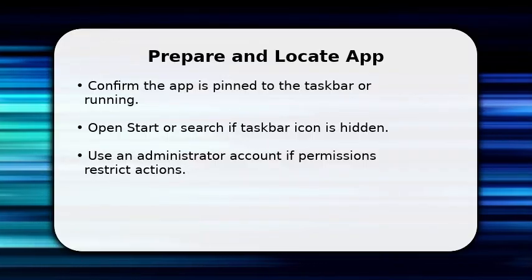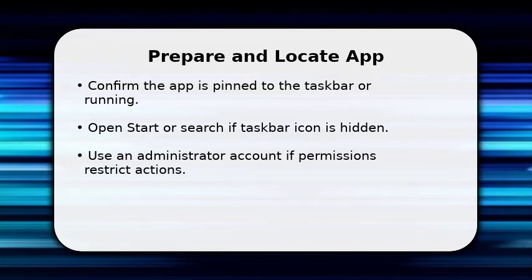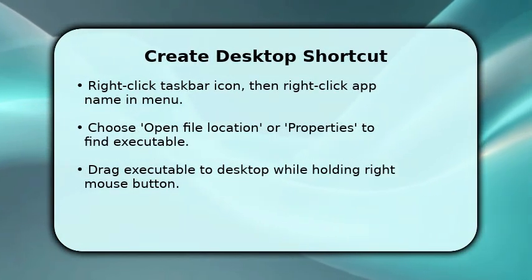Once you see the app's tile or icon, right-click it to reveal options, because the desktop shortcut action lives under these contextual controls and lets you proceed safely. Now you locate the app's executable so you can make a proper shortcut.